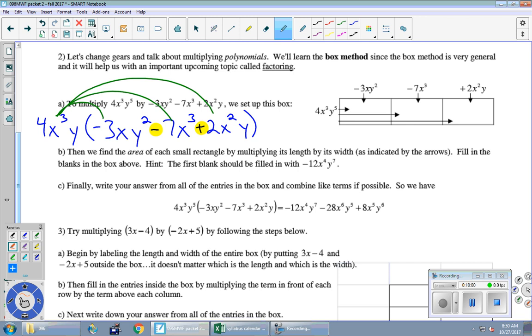Okay, so I have drawn a big rectangle cut up into 3 little rectangles, and on the outside, I have put 4x cubed y. Did I lose something? I did. This should have been a y to the 5th. Sorry about that. On the outside, I've got my 4x cubed y to the 5th, and on the top of each of the rectangles, I have the different terms. Negative 3xy squared, that's before the first highlighted. Negative 7x cubed, that's in between the highlighted things. And then 2x squared y, that's after the last highlighted thing, okay? So each of the 3 terms goes across and gets a rectangle up on top.